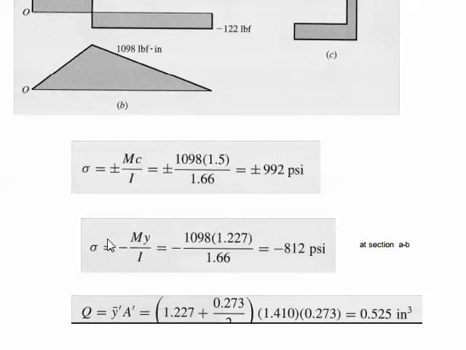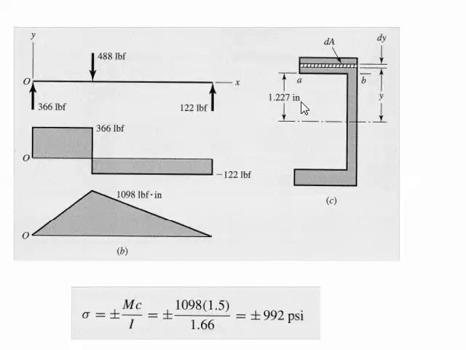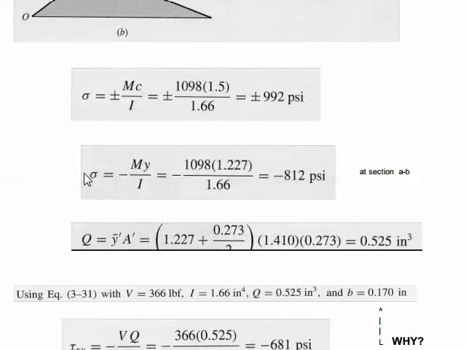We can calculate the bending stress, My over I, at our point of interest, noting that y is 1.227. We calculate that bending stress and we get 812, and because of the nature of the moment, it would be compressive up at that top section, so 812. Now we need to do VQ over Ib.